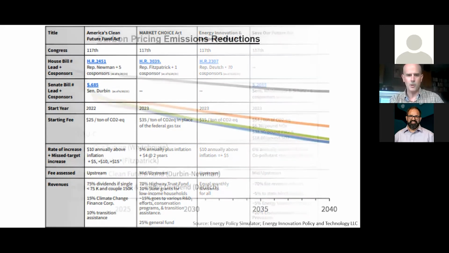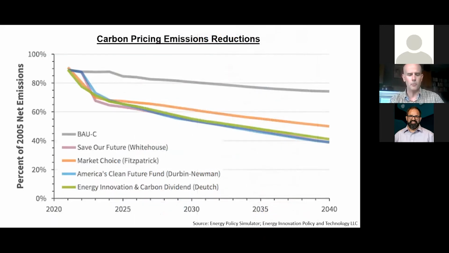So I'll move forward and just talk about what those 4 bills look like versus business as usual, which is the gray line at top. We will expect some reductions in CO2 emissions; this is percentage of 2005 levels. But you can see here that CO2 emissions go down quite a bit over the next 20 years. They're all in the same kind of cluster, with the Fitzpatrick bill showing a little bit more modest gains, and we can separate those out.